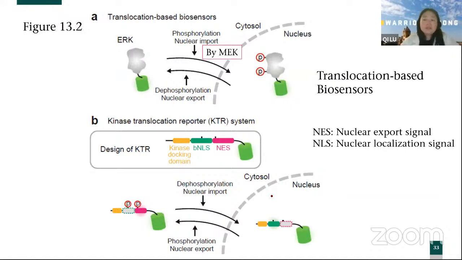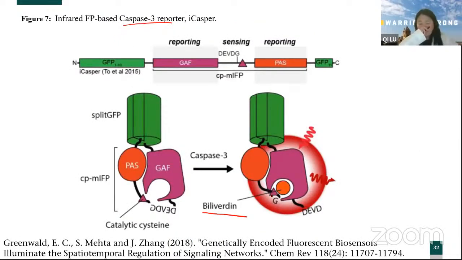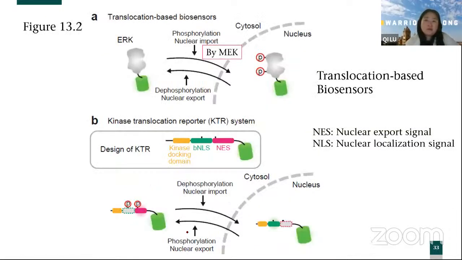The previous part is from a review, and all these contents are from these reviews. And in the later chapters, I will describe the translocation-based biosensors, like first the ERK and MEK signal pathway. After phosphorylation of ERK by MEK, the ERK will be translocated into the nucleus, and after the phosphorylation, it will be exported from the nucleus. And another one is the kinase translocation reporter system, the KTR system.